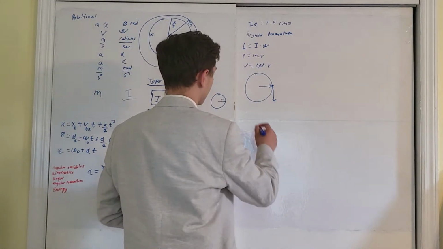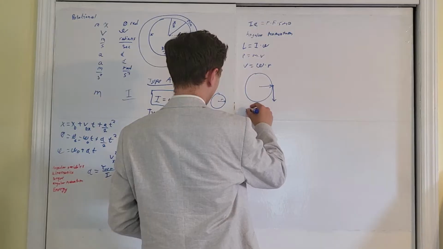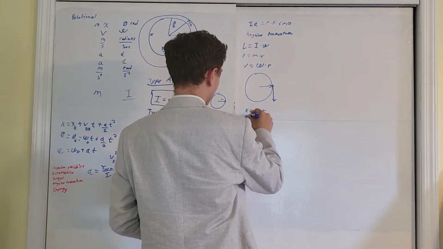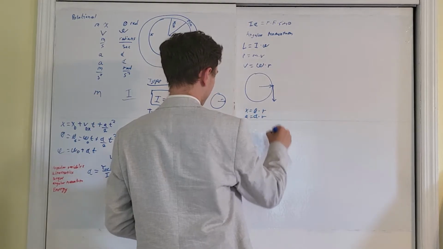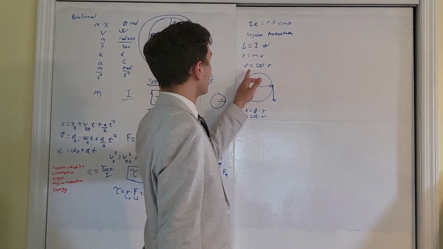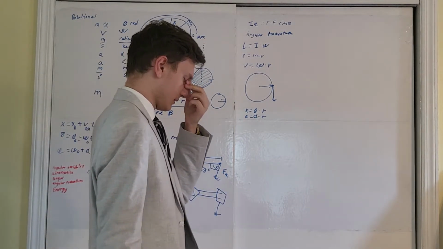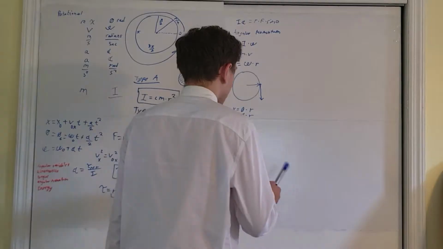So that is an important relationship to realize because it is analogous to all the rotational quantities. If v equals omega times r, it means x equals theta times r, and a equals alpha times r. You'll see why this is important when we start to look at problems or practice problems regarding conservation of linear momentum.